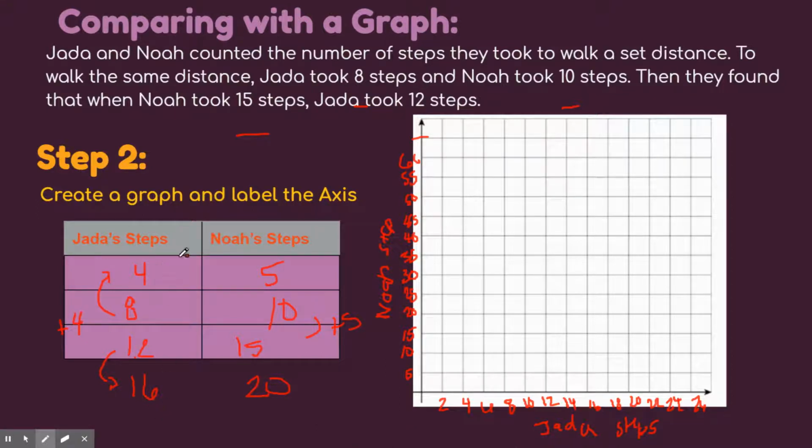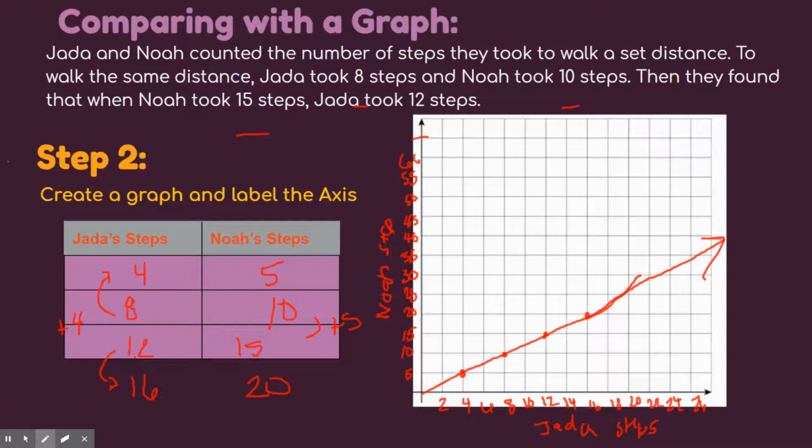So now I'm going to plot the 4 points I have here. I'm going to do 4 and 5 is point number 1. Point number 2 is 8 and 10. Point number 3 is 12 and 15. And point number 4 is 16 and 20. And I could continue plotting them if I wanted, but I'm just going to graph my line now. Okay, and so there's my line.